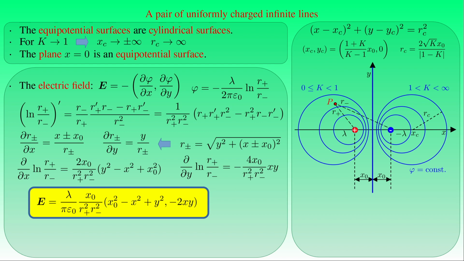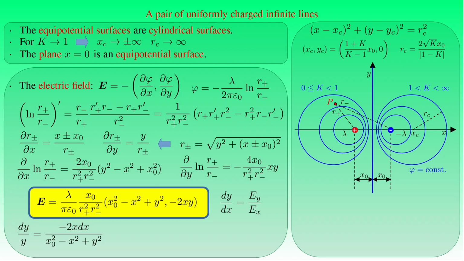Since the direction of the electric field strength is the tangent to the electric field lines, the derivative of the y-coordinate with respect to the x-coordinate is equal to the y-component of the field strength E over its x-component. By inserting the expressions obtained for the components of the electric field E into this equation, we can write it in the form where the differential of y over y is equal to minus 2 times x times the differential of x over x naught squared minus x squared plus y squared.